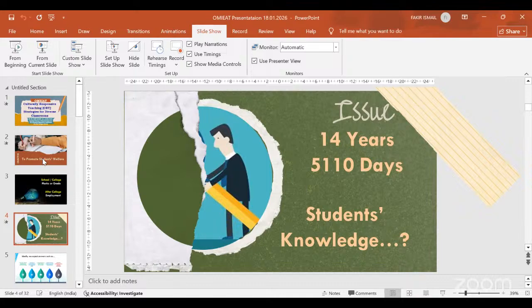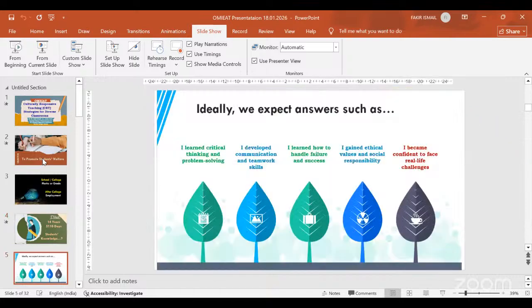So 14 years is nothing but more than 5,000 days. A student spends more than 5,000 days only on education. It includes time invested in tuition and everything. So after 14 years, we simply ask a student, what have you truly learned from the past 14 years of education?